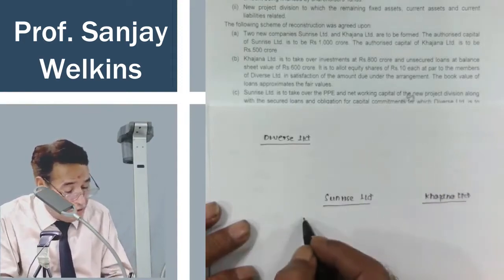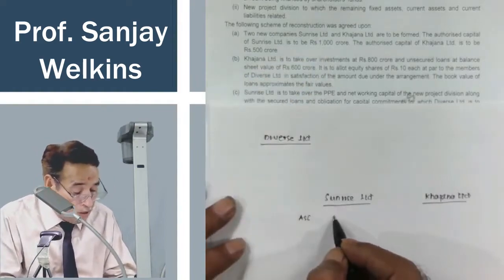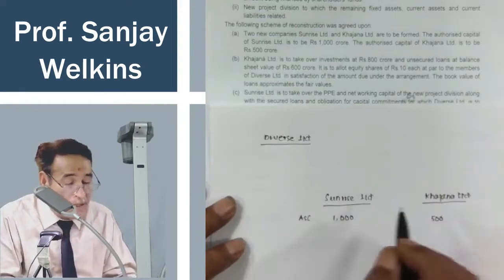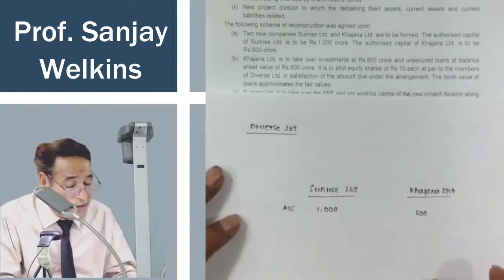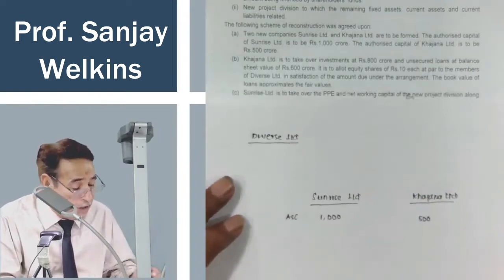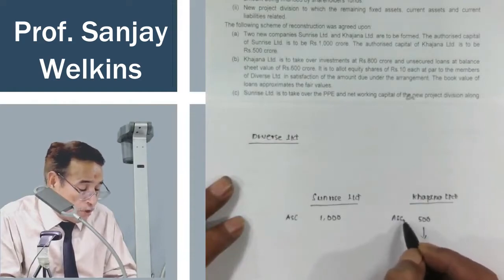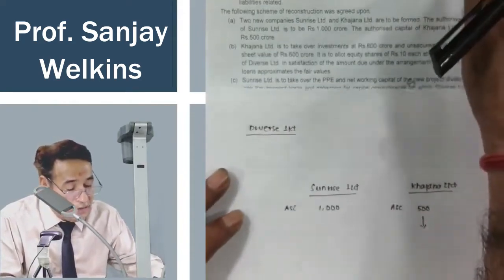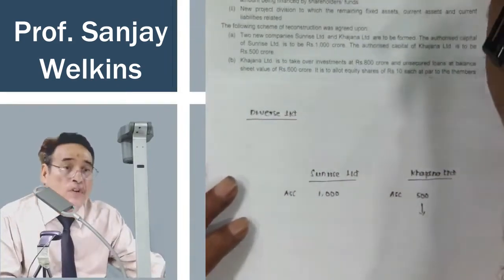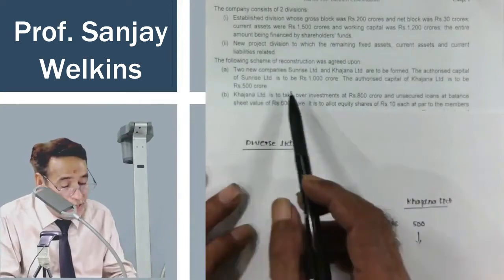Further, we have been given their authorized share capital. The question states that the authorized share capital of Sunrise Limited is 1000 crores and the authorized share capital of Khajana Limited is 500 crores. Correct? Now we come to some important point. Although we are not much concerned with the authorized share capital, it is given in the question. Two new companies are formed. We have already gone through this one.